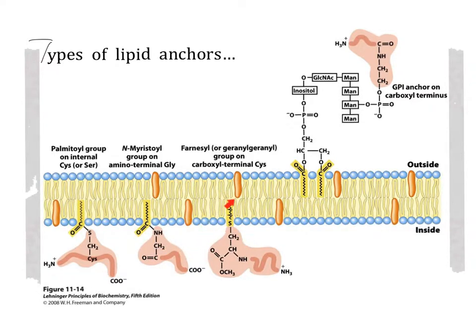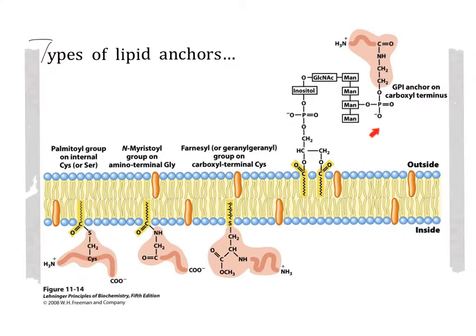Then we have, as I mentioned, the farnesyl group, which is usually on a cysteine. And this says that's on the C-terminal cysteine. However, that's an oversimplification. We'll get to it. Maybe we'll get to it next semester. There's a whole process, a metabolic process that adds those on. But they typically are near the C-terminus.